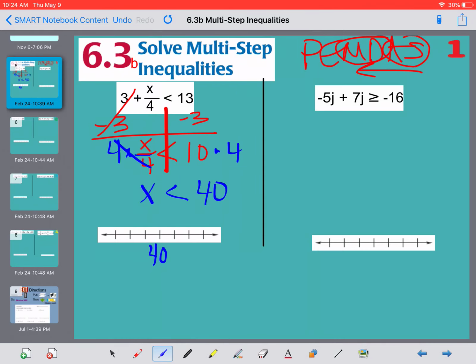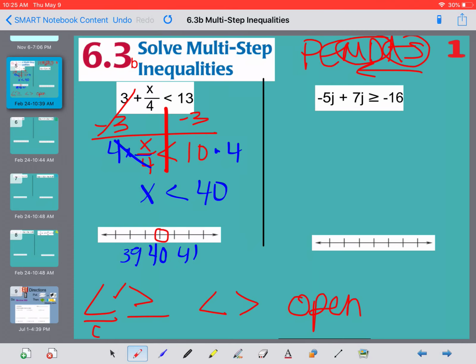So on our number line, we can put 40. We can put a couple numbers on either side. And this circle, remember, if we have less than or greater than, we have an open circle. If we have the equal to, less than or equal to, greater than or equal to, it will be a closed circle, because of that equal to, meaning it could be exactly at that number. And this one, less than, is to the left. Less than 40 would be towards 39.